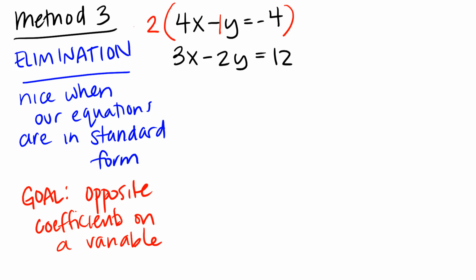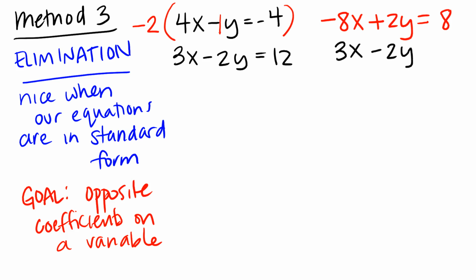So I'm going to go ahead and multiply the top equation through by -2 on both sides, right? So this is now going to be negative 8x. -2 times a -1 is a positive 2y, and a -2 times a -4 is a positive 8. And then I'll just rewrite the other equation right under it because I did not need to change that. And we can already see we've got our opposite coefficients here on our y's.